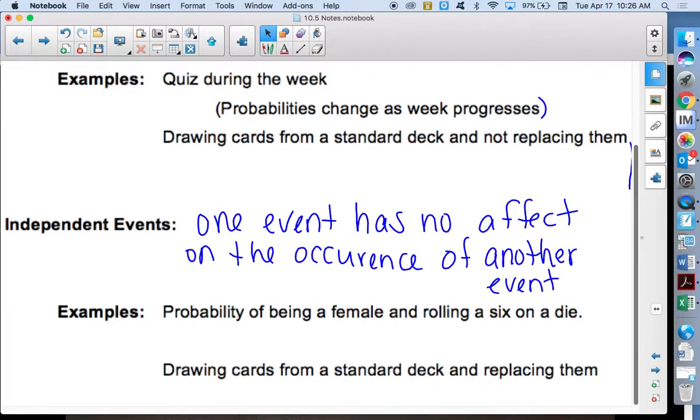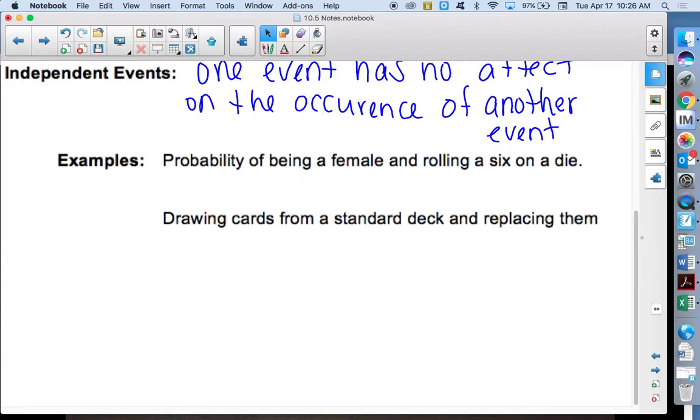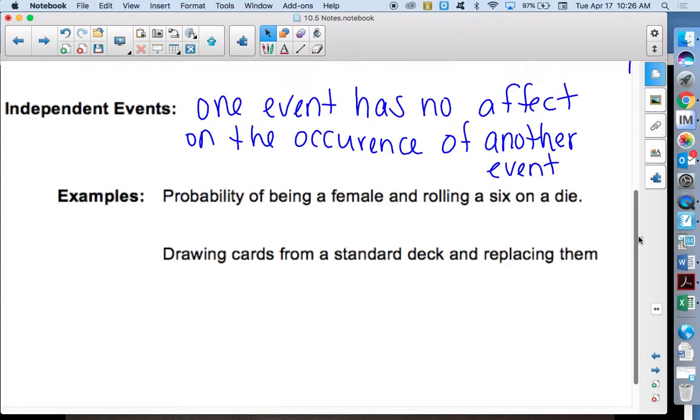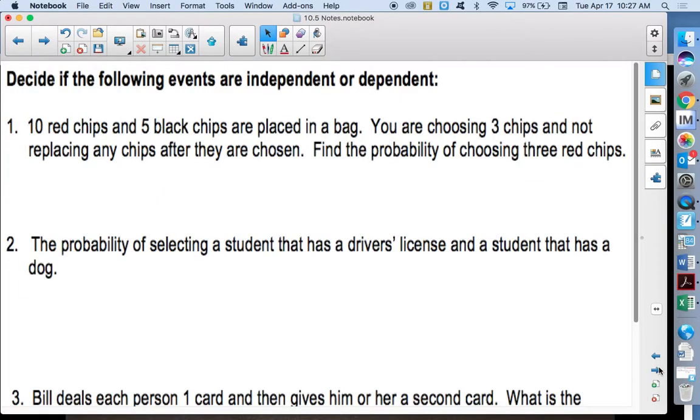And the information given here would be the probability of being a female and rolling a 6 on a die. So just because I'm a female doesn't change my chances of rolling a 6 on the die. The second option, drawing cards from a standard deck and replacing them. So you take a card out, you look at it, for some reason you're going to put it back in the deck. So the deck isn't changing because it started with 52, and now it still has 52 after you pulled that out.